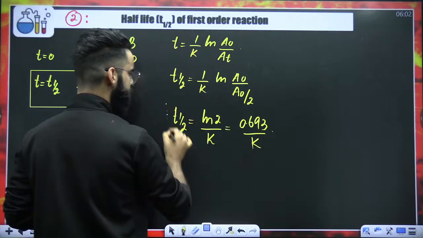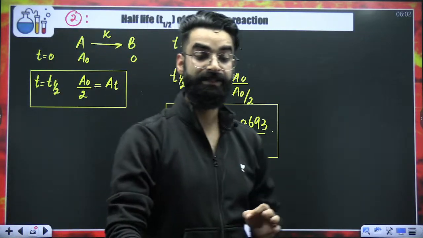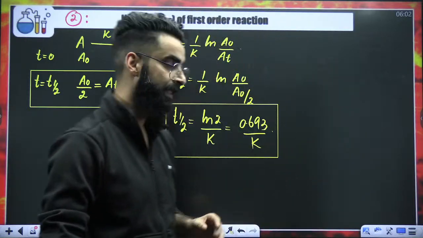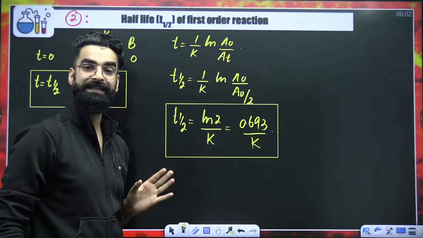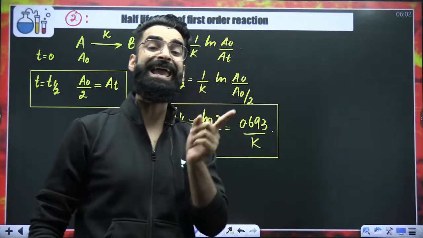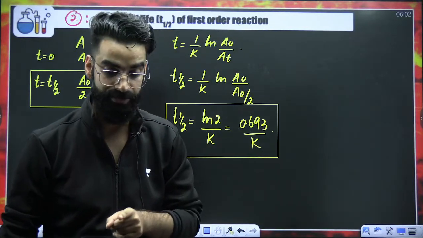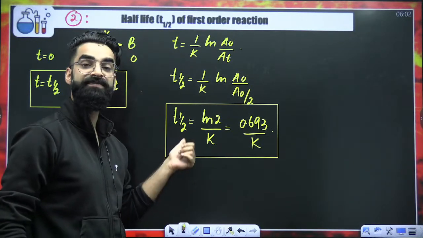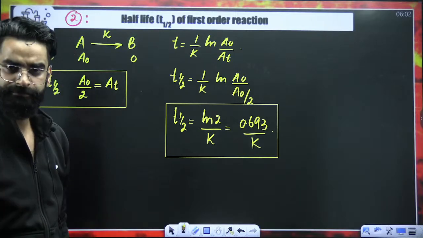So this is one expression which you need to remember, by means of which you can calculate the half-life of the first order reaction. So half-life for the first order reaction is ln of 2 by K, or you can say 0.693 divided by K. Whereas if you compare it with the zero order, T half used to be A0 divided by 2K. But here, as you can see, T half is equal to ln of 2 by K, or you can say 0.693 divided by K. Perfect.